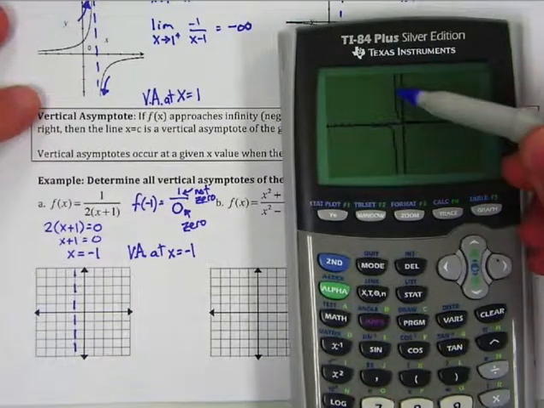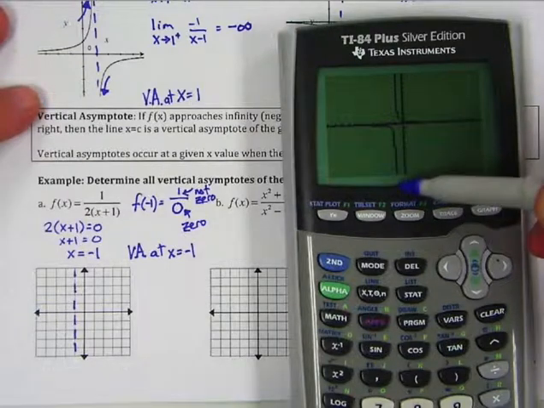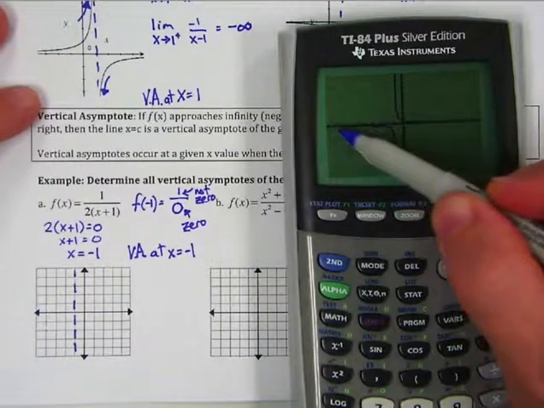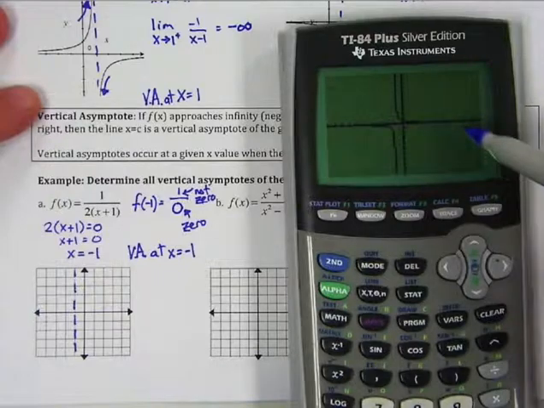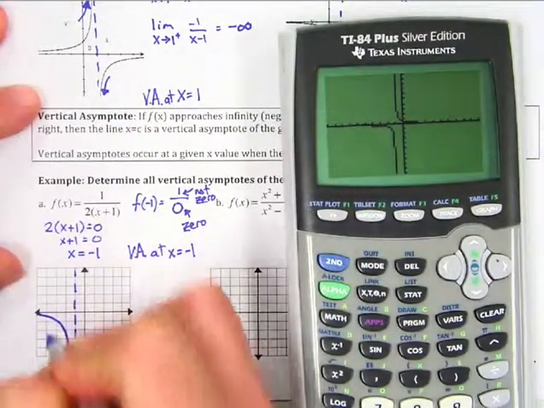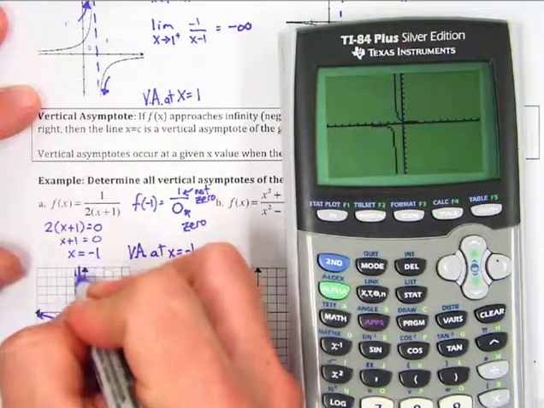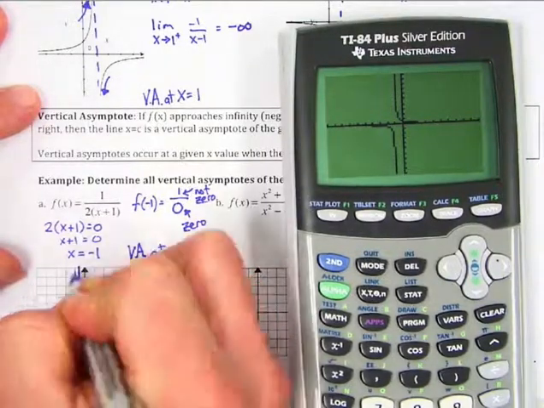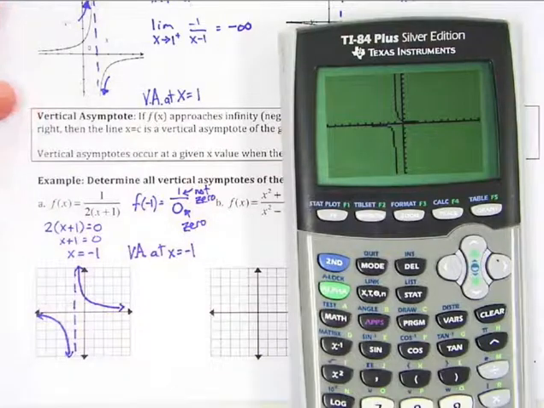okay, we can see right here this vertical asymptote at negative 1, and the horizontal asymptote looks like it's right there at 0. Y equals 0. We're going to talk about horizontal asymptotes a little bit later. We're just going to worry about the verticals for now. Okay? So this is kind of what our graph would look like.